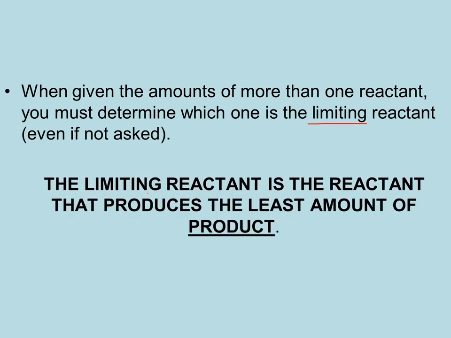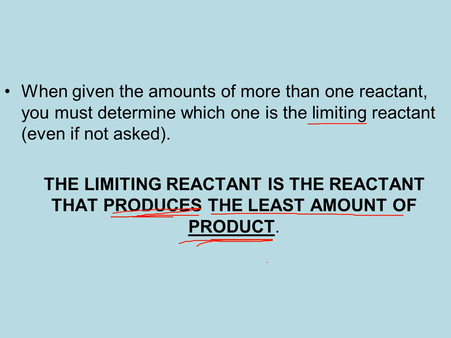The limiting reactant is the reactant that produces the least amount of product. It is not necessarily the reactant of which there is the least amount. So you might have some reactants with certain quantities, and the limiting reactant is not necessarily the one of which there is the least. It is definitely the one that produces the least amount of product.